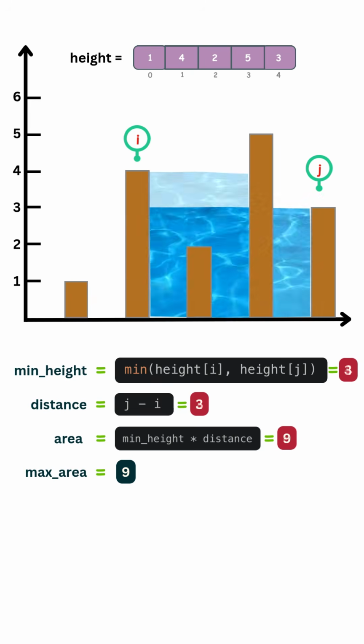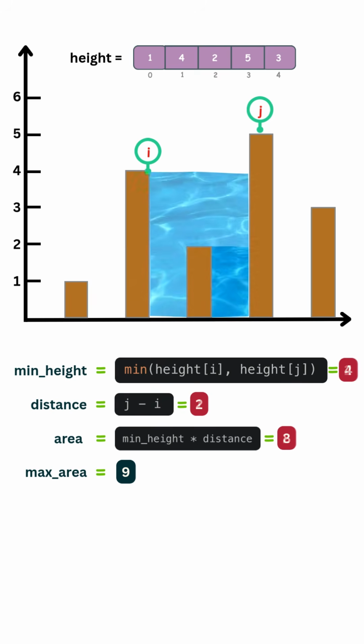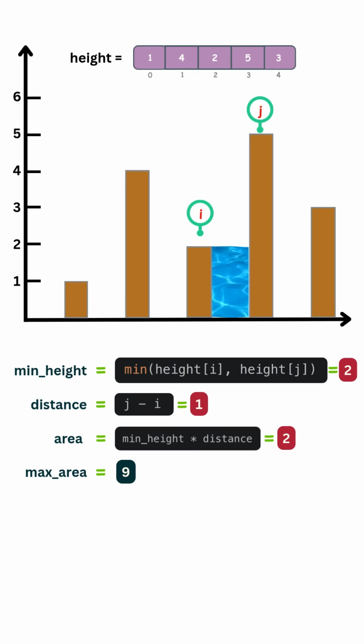In the next iteration, we move pointer j because it's the shorter line and calculate the area. Then we move pointer i since now it's the shorter line. We repeat this while i is less than j, and once that's no longer true, we stop. The maximum area we found during this process is 9, and that's our final answer.